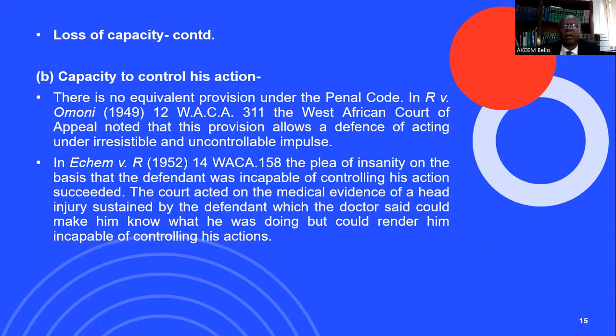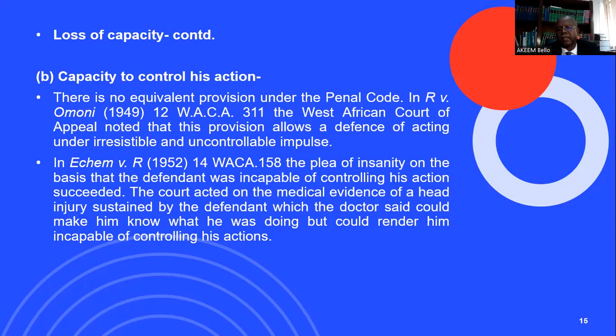Now, in HM&R, the plea of insanity on the basis that the defendant was incapable of controlling his actions succeeded. The court acted on medical evidence of a head injury sustained by the defendant, which the doctor said could leave him knowing what he was doing, but could render him incapable of controlling his action.